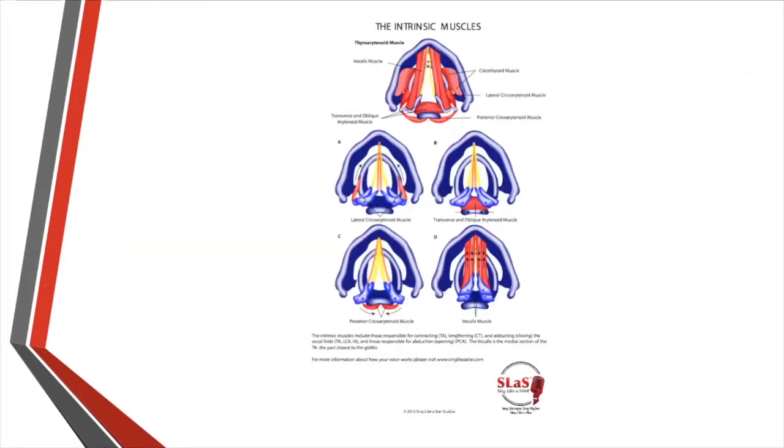And here are the intrinsic muscles, and you can see the LCA right here on the side. Vocalis and TA are kind of interchangeable in a way. The vocalis is the inner part of the TA. The intrinsic muscles include those responsible for contracting, which is the TA, lengthening, which is the CT, and adducting or closing the vocal folds, and that's TA, LCA, and IA. And those responsible for abduction or opening of the folds, that's the PCA. The vocalis is the medial section of the TA, the part closest to the glottis.